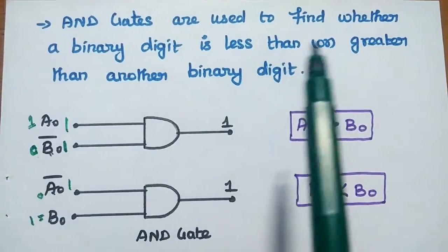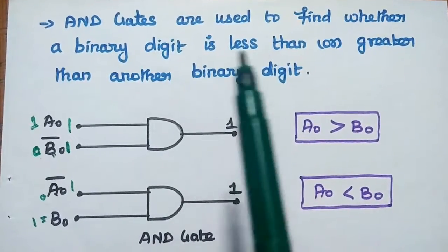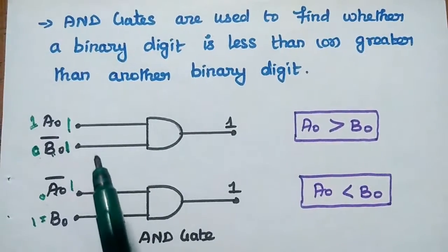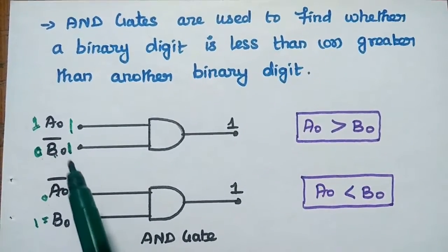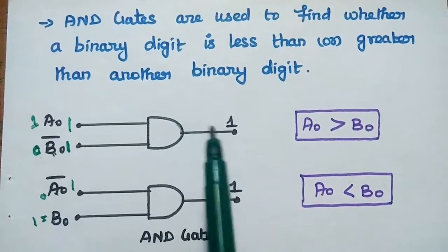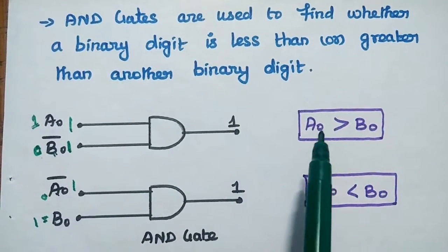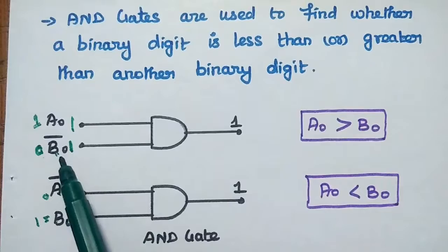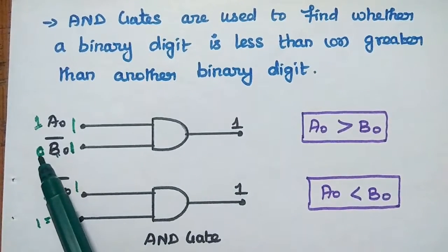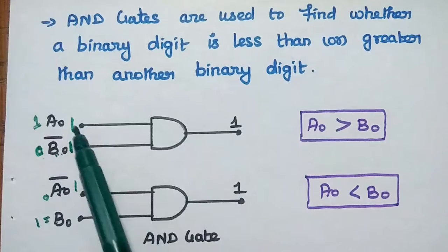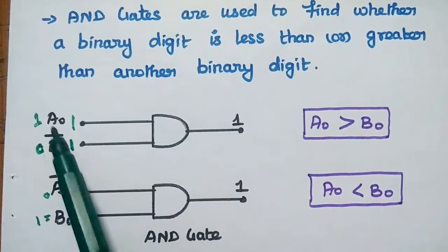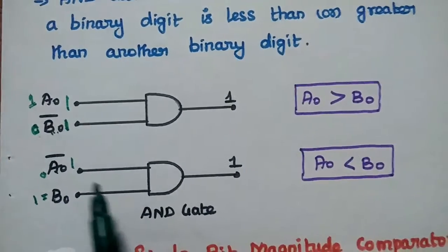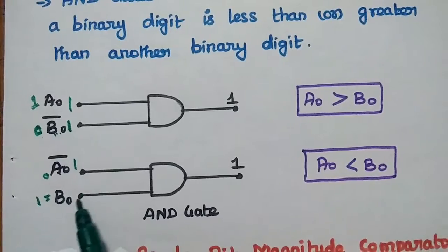AND gates are used to find whether a binary digit is less than or greater than another binary digit. So here consider the first case: A naught B naught bar. For this combination, if the output is 1, then A naught is greater than B naught. Consider A naught value is 1 and B naught value is 0. Then B naught bar is 1. 1 into 1, the output is 1. So here A naught is greater than B naught. Correct? So in the second case, the combination is A naught bar B naught.